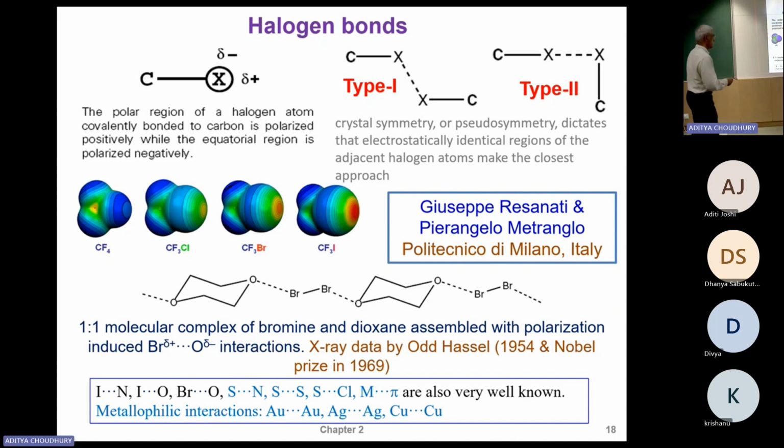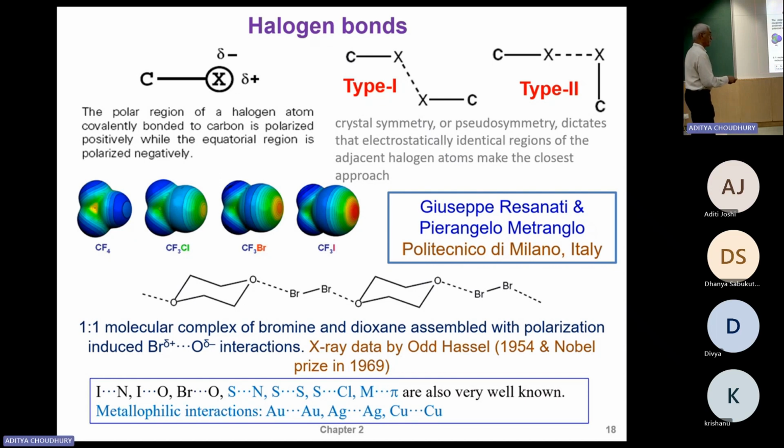Okay, so this is one very popular example, probably you know, dioxane and bromine. This forms a colored compound, a molecular complex, and the bromine oxygen interaction, again exactly based on this one, but it was done about 1954. He got a Nobel Prize for some other work, but he published this particular one on the oxygen, dioxane, bromine bond.